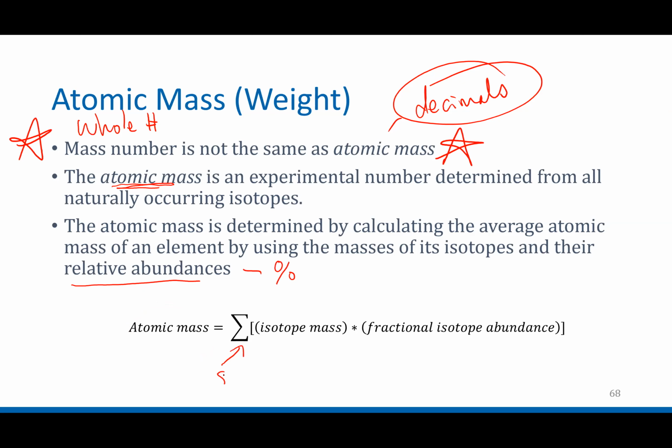This means sum, which means to add together. So what you do, and again, I'll show you this in an example, it's not as hard as it looks. But what you do is you take the mass of the isotope and its abundance and multiply them together. And you do that for every isotope, and then you just add those numbers together. It's called a weighted average.